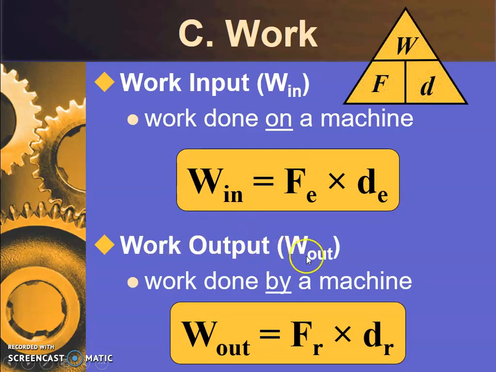And then we have the work output. This is the work done by the machine. Same equation, but being more specific about what's going on within it. So the work output is the resistance force times the resistance distance. Okay, so exact same equation, but you just got to be careful and separate out what is the human doing to the machine and what is the machine doing to the object.